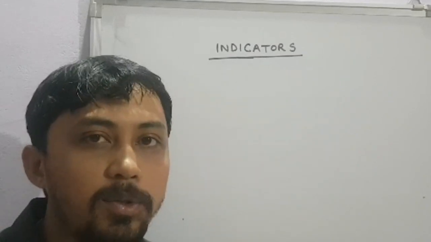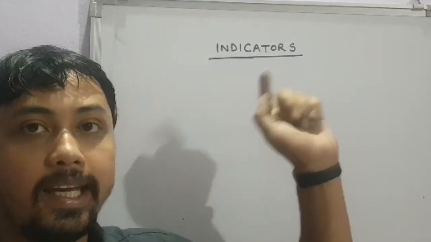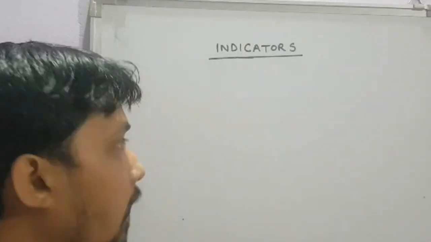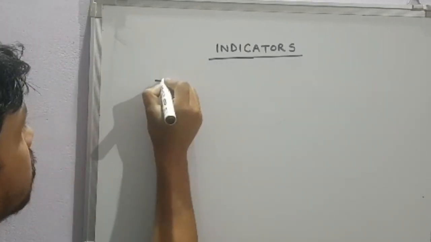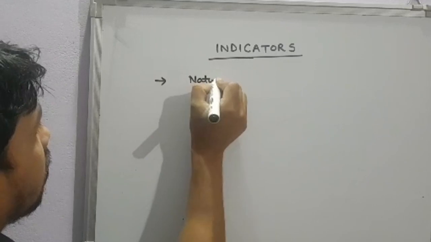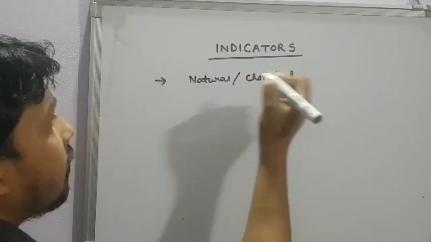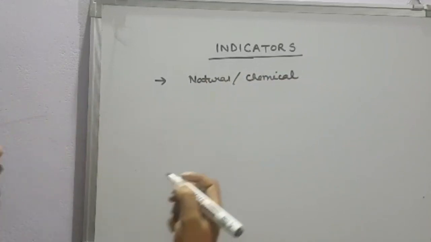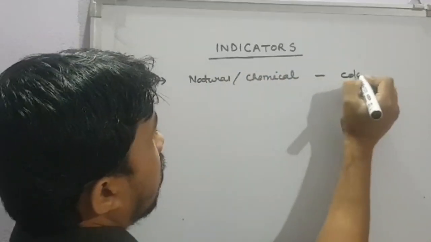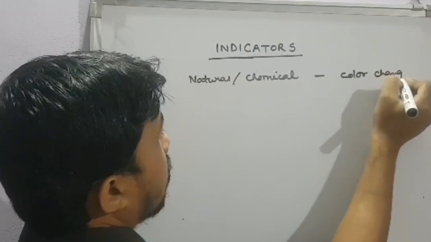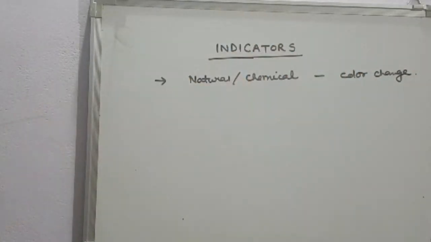The very simple way to do that is to take help of the indicators. Now what are indicators? Indicators are natural or chemical substances that indicate whether something is acidic or basic by undergoing color change. Alright, let me give an example.